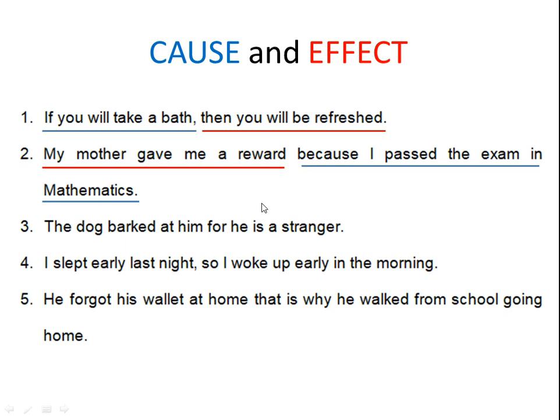So, number 3, the dog barked at him for he is a stranger. Ang ating cause, for he is a stranger.